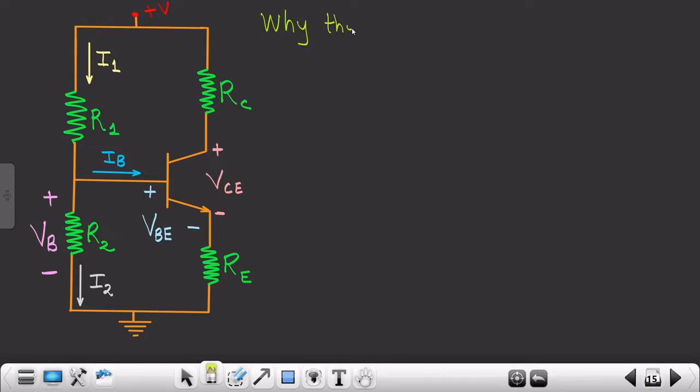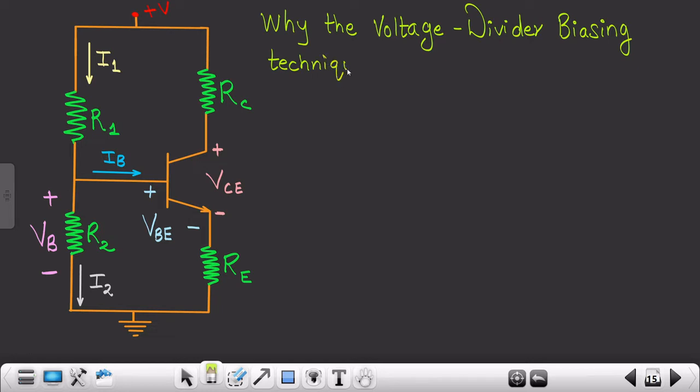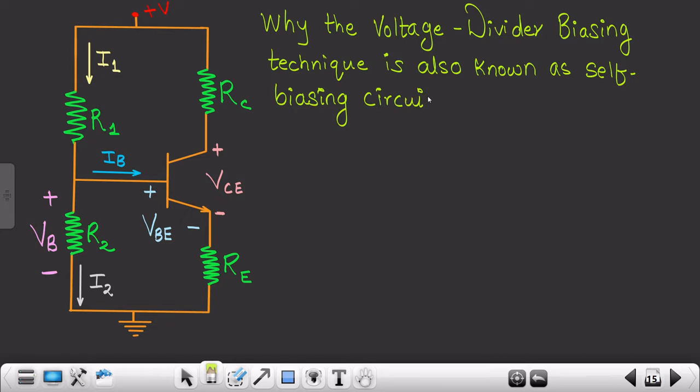Why the voltage divider biasing technique is also known as self-biasing technique, or the self-biasing circuit. So we are going to see this particular thing in depth.